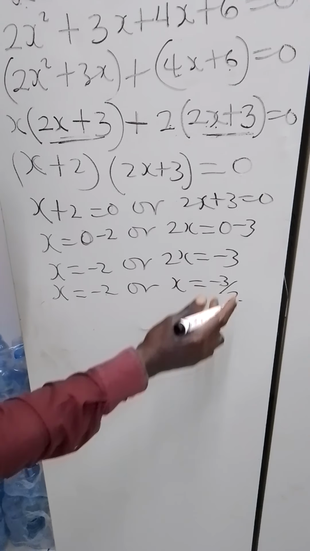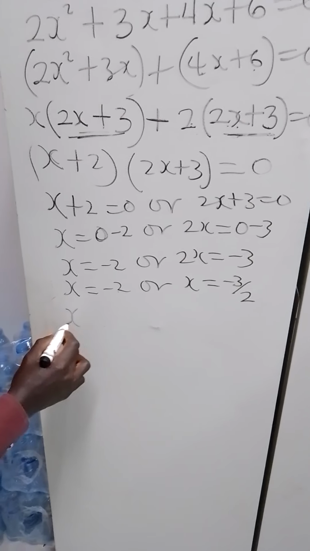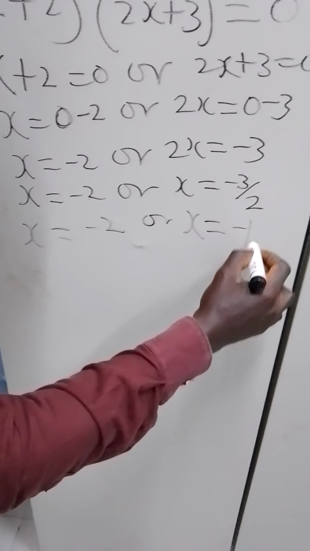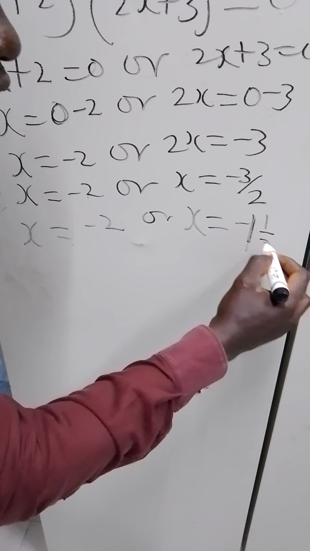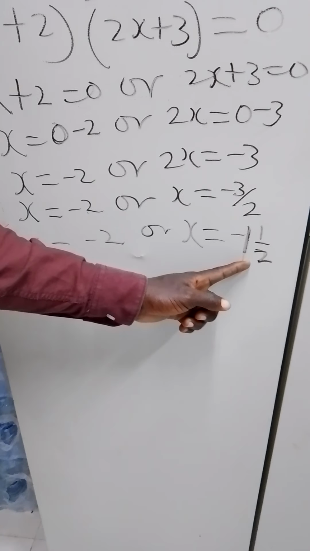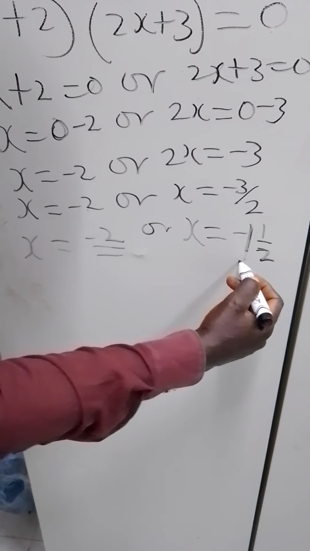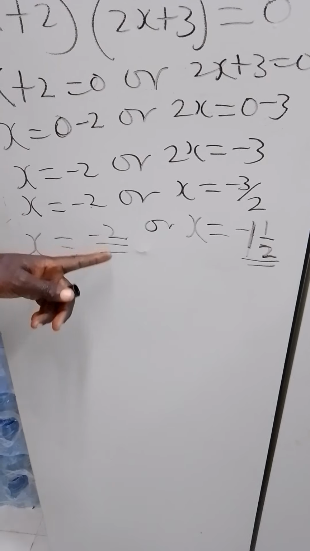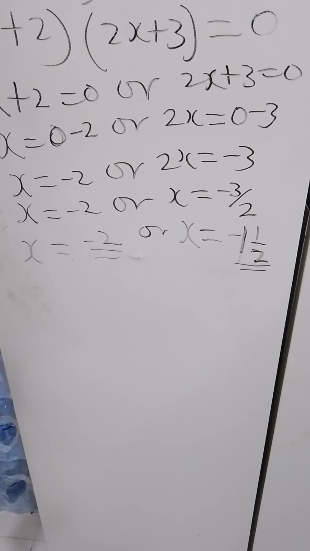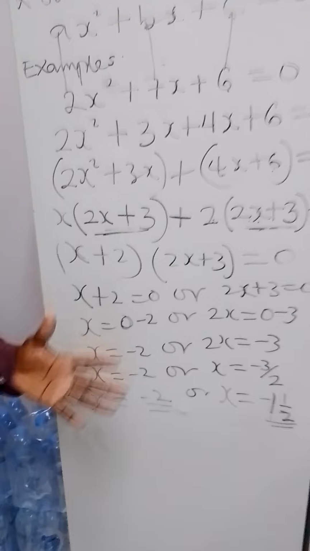That is minus 3 over 2. Don't forget it is an improper fraction. We have to take it to a mixed fraction. So we are going to have x equals minus 2 or x equals minus 1 whole number 1 over 2. We have changed the improper fraction minus 3 over 2 to a mixed fraction, which is minus 1 whole number 1 over 2. These are the final answers we have: minus 2 and minus 1 whole number 1 over 2. These final answers are called the roots of the equation. So that is how to use the factorization method to solve a quadratic equation. It is as simple as that.